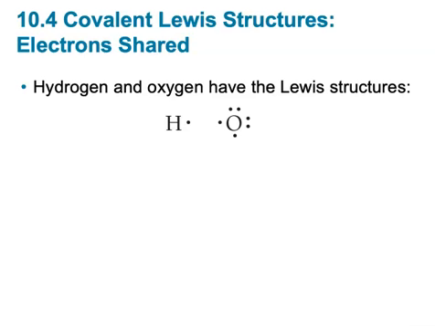So now we want to talk about covalent bonds, or covalent Lewis structures, and how electrons can be shared. Hydrogen and oxygen have the following Lewis structures. Hydrogen has one valence electron, and oxygen has 6 valence electrons. Hydrogen needs to pick up one more valence electron or drop off one more valence electron. Oxygen, on the other hand, needs to pick up 2 valence electrons.